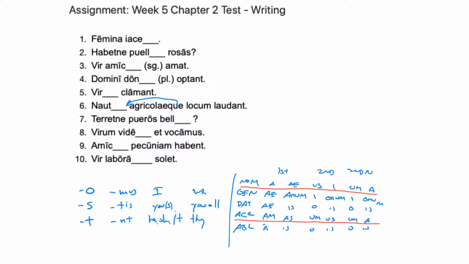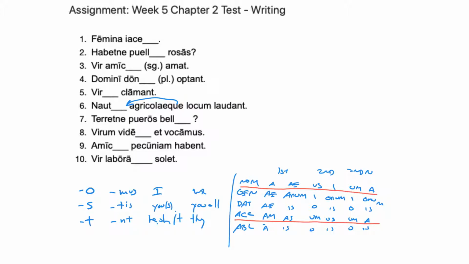All right, number 9, back to our transitive structure, or another transitive structure, I should say. Pecuniam is the accusative. That amic is going to be the subject. Habent, with that nt, will tell you about the ending, give you what you need to know about the ending.